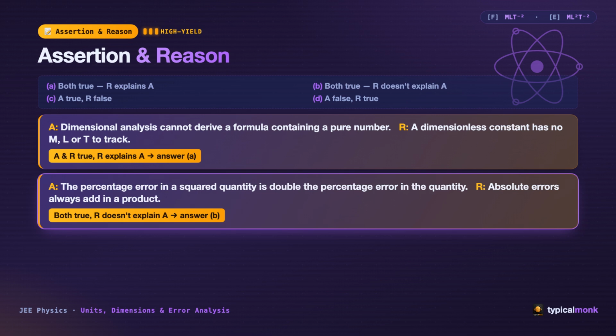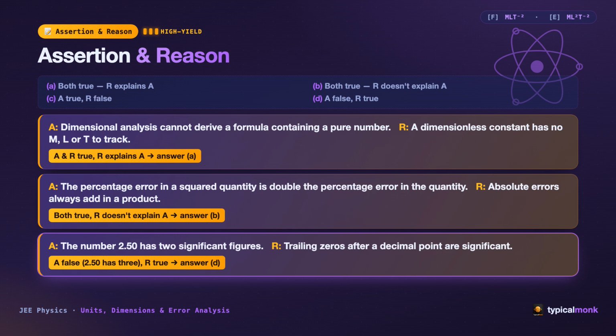Second one. Assertion. The percentage error in a squared quantity is double the percentage error in the quantity. Reason. Absolute errors always add in a product. Both statements are true. But pause. Does the reason explain the assertion? No. The doubling comes from the power of 2, from the exponent rule, not from absolute errors adding. Both true, but the reason does not explain the assertion. Option B. This is the trap that catches John every time.